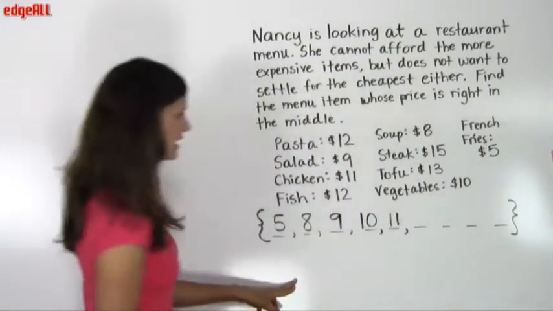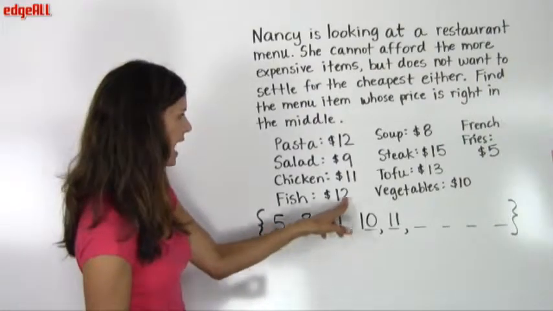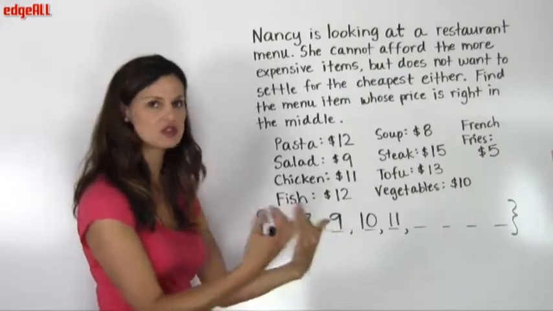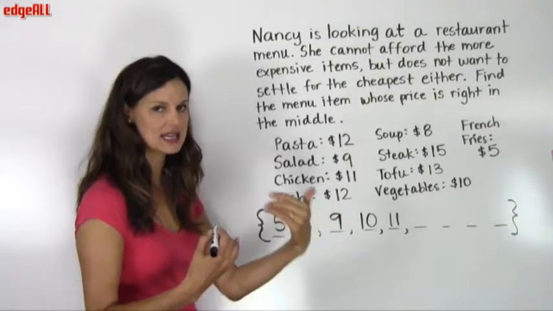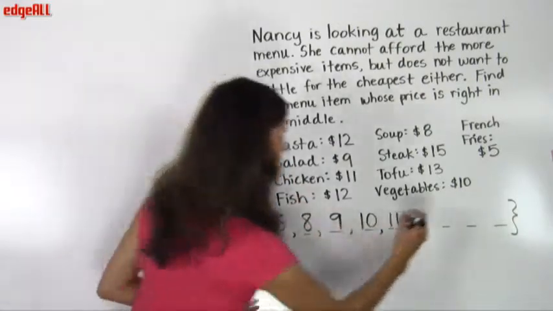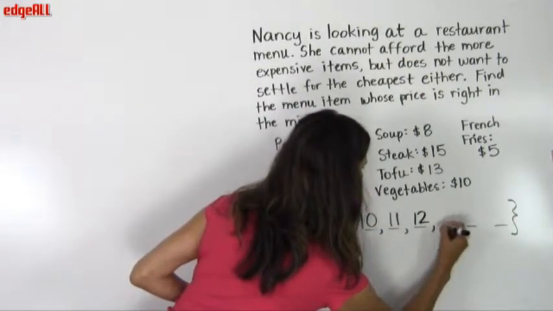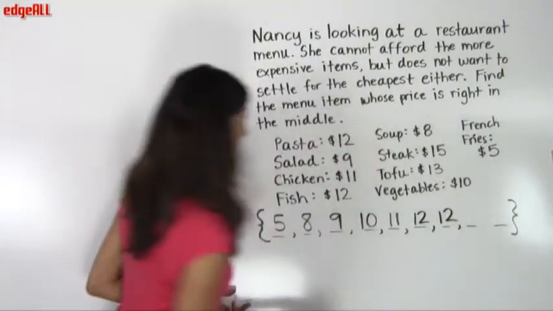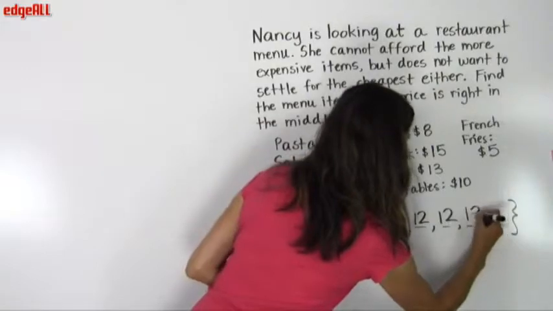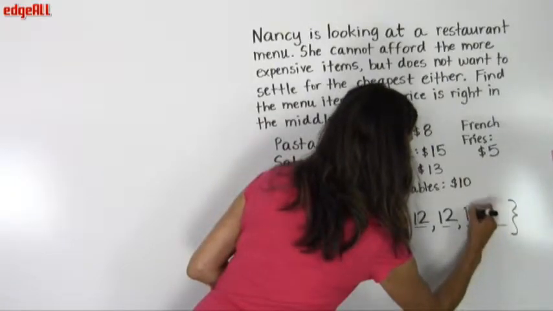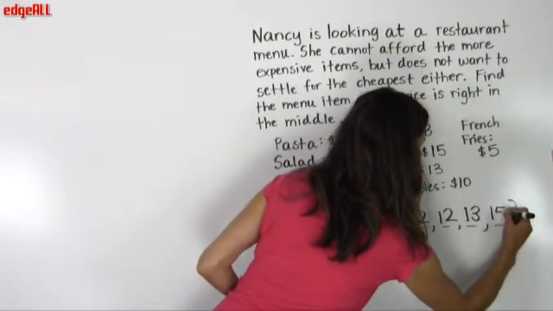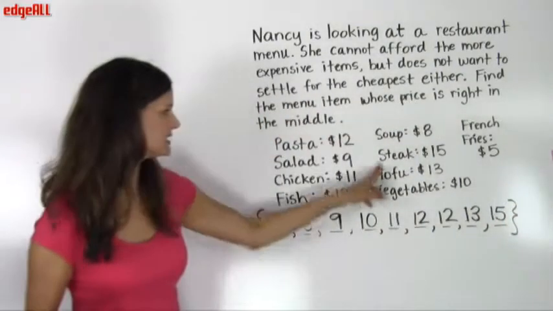And then we need to make sure we have two items that are $12 on the menu. And so I want to write those twice. I'm not just going to write the 12 once to represent a $12 item. I'm going to write two 12s in a row. And then my next highest price is the tofu for $13, comma, and my last highest price on the menu is the $15 steak.